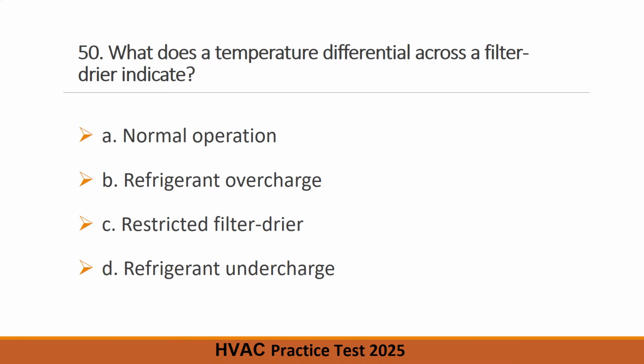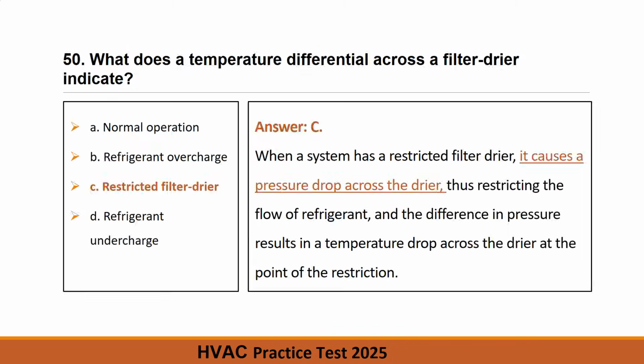50. What does a temperature differential across a filter dryer indicate? A. Normal operation. B. Refrigerant overcharge. C. Restricted filter dryer. D. Refrigerant undercharge. Answer, C. When a system has a restricted filter dryer, it causes a pressure drop across the dryer, thus restricting the flow of refrigerant, and the difference in pressure results in a temperature drop across the dryer at the point of the restriction.